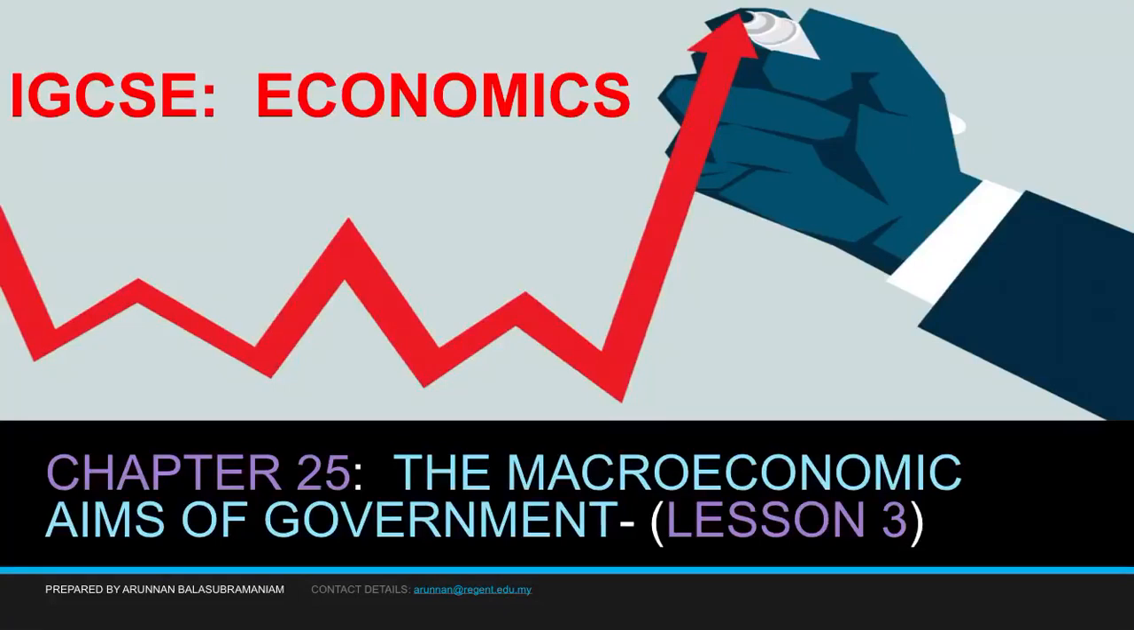Hello everyone, today we're going to continue with chapter 25, the macroeconomic aims of government, or the macroeconomic objectives of government, lesson number 3. In the last lesson, lesson 2 of the same chapter, we discussed the 4 main macroeconomic aims or macroeconomic objectives, which include achieving economic growth in a country.